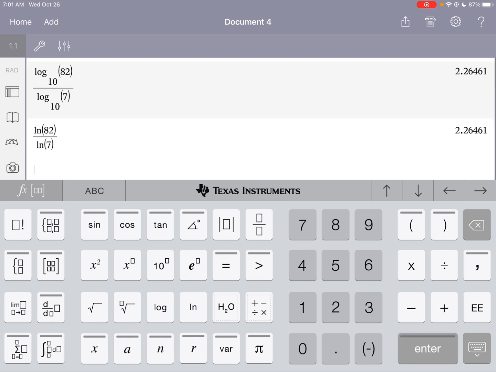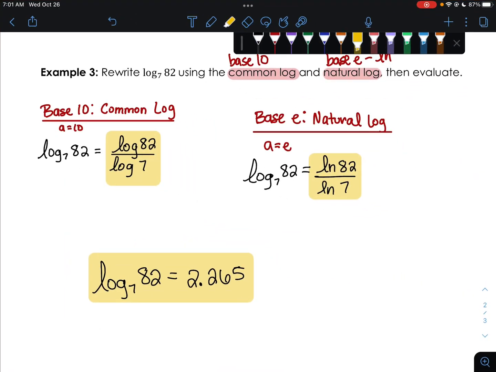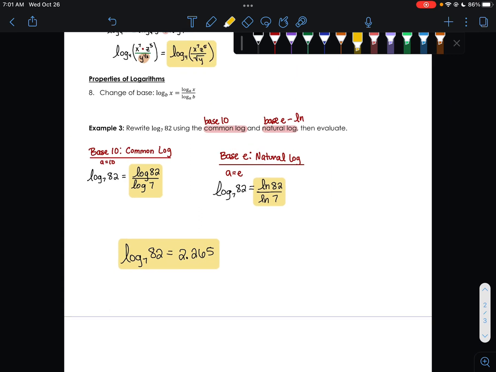So that's why the change of base works. It's not saying that the log base 10 and the log base e, the natural log, are the same thing. It's just saying mathematically that's what we're doing. These expressions are equivalent because we're using the change of base formula. So that's how you can use the calculator to check your work. That is how you do change of base formula and all the other properties.